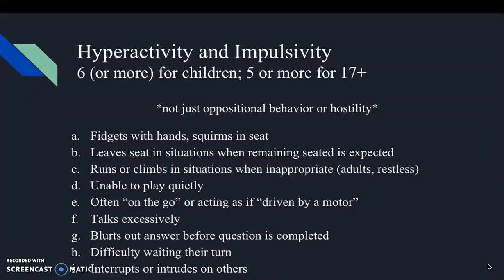Hyperactivity and impulsivity. Again, for children, they would need 6 or more of the criteria to be met. For adults and older adolescents, 17 and over, that would be 5 or more. And again, it's not just oppositional behavior or hostility for these criteria. So A, they often fidget, they may tap their hands or feet and squirm in their seat.